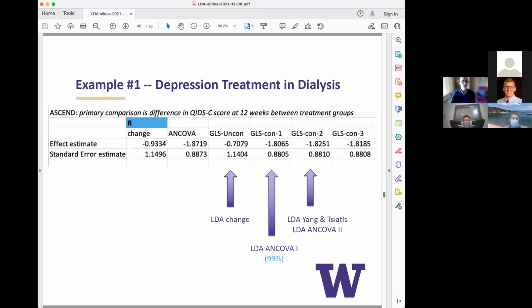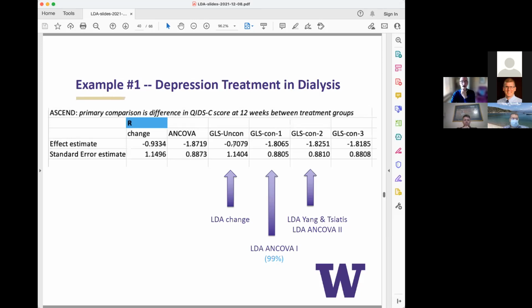Had we done ANCOVA, we wouldn't have used all the participants because some would have been excluded due to missing data. We would have gotten a very similar estimate. In fact, we're 99% of the variance of that. We didn't gain much efficiency by doing what we did.